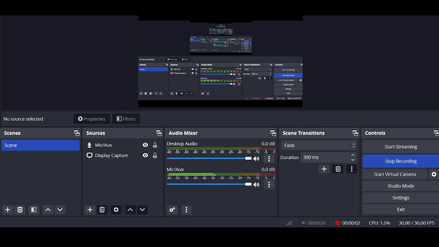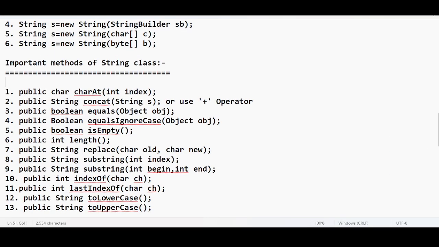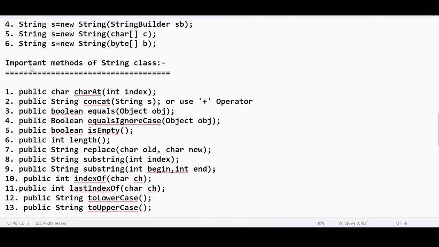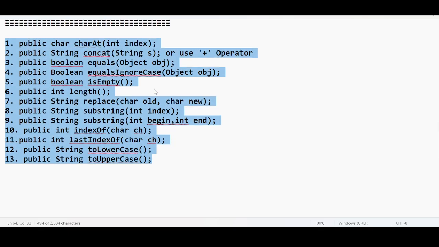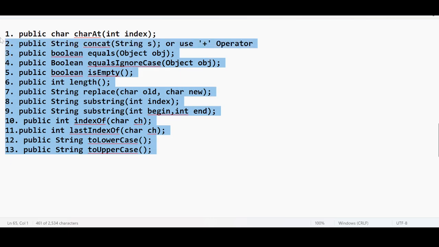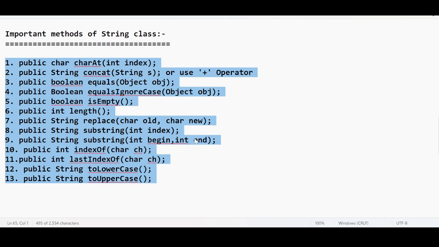Okay then. In the last session we discussed some constructors of the string class, and also some of the methods. There are many methods, but these are the ones we come across very often, such as the charAt method, concat method, equalsIgnoreCase, isEmpty method, length method, and replace method. There are 13 prominent methods that you will come across very often.